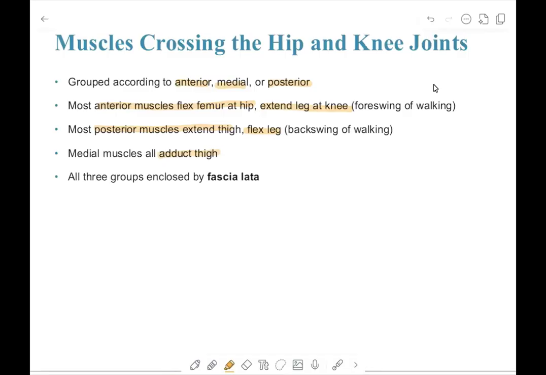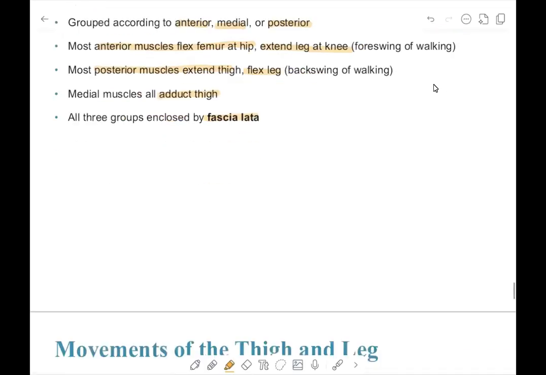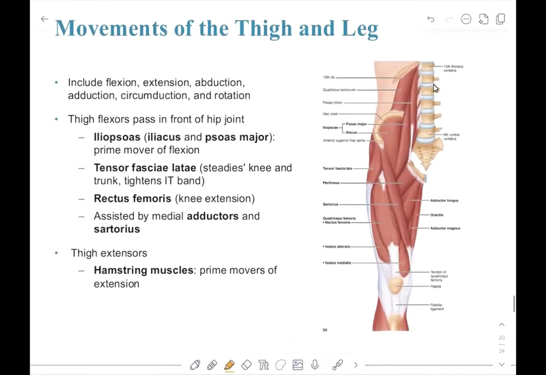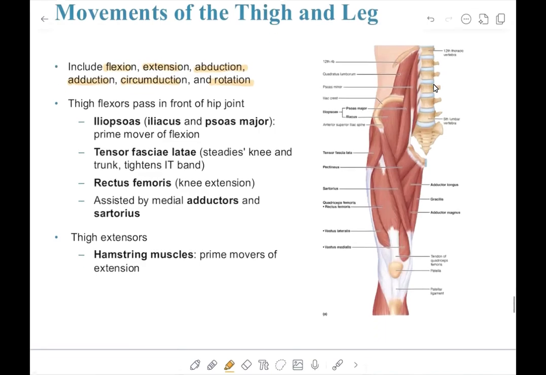So all three of these groups are enclosed in what's called the fascia lata. The movements of the thigh and the leg include flexion, extension, abduction, adduction, circumduction, as well as rotation. The thigh flexors that pass in front of the hip include a group called the iliopsoas, which is comprised of two muscles called the psoas major and the iliacus. They're the prime mover of flexion.